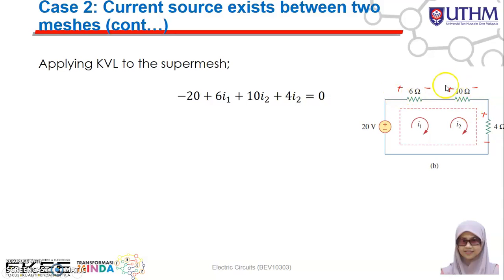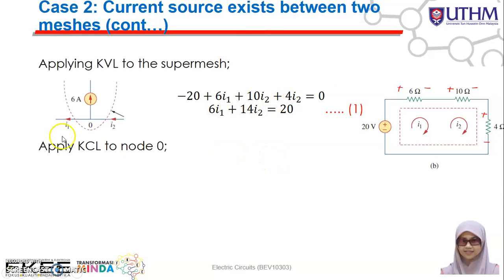Here you see the plus sign, so it is plus 10. The current is not I1 anymore; here it is I2. So this side has I2 and this side has I1. So here plus 10 I2 plus 4 I2 is equal to 0. Then we can further simplify the equation. We have negative 20; you bring it to the other side and it becomes positive 20. So 6 I1, and 10 plus 4 becomes plus 14 I2. This is your equation number 1.